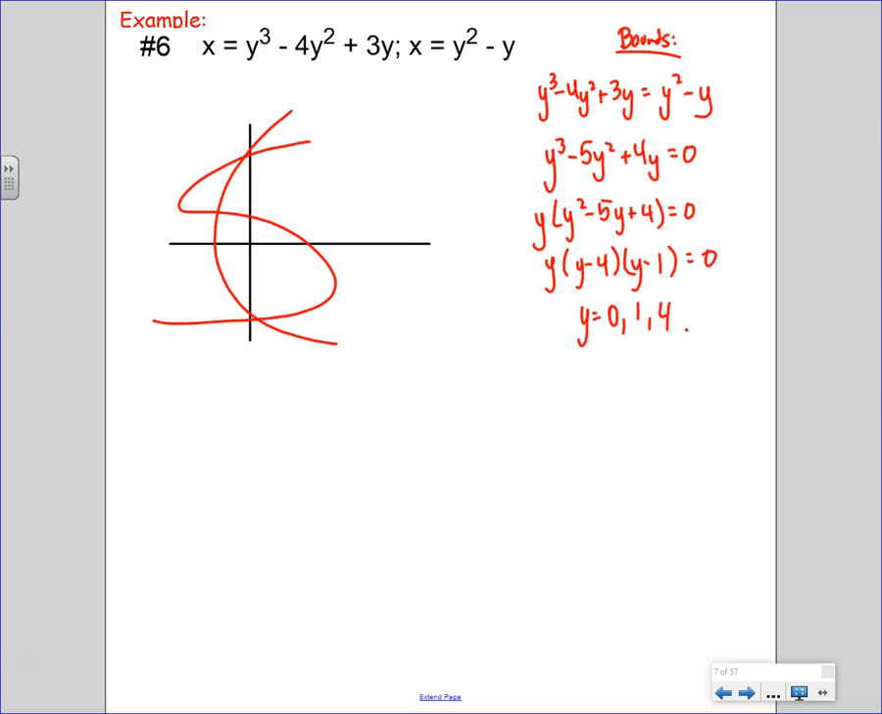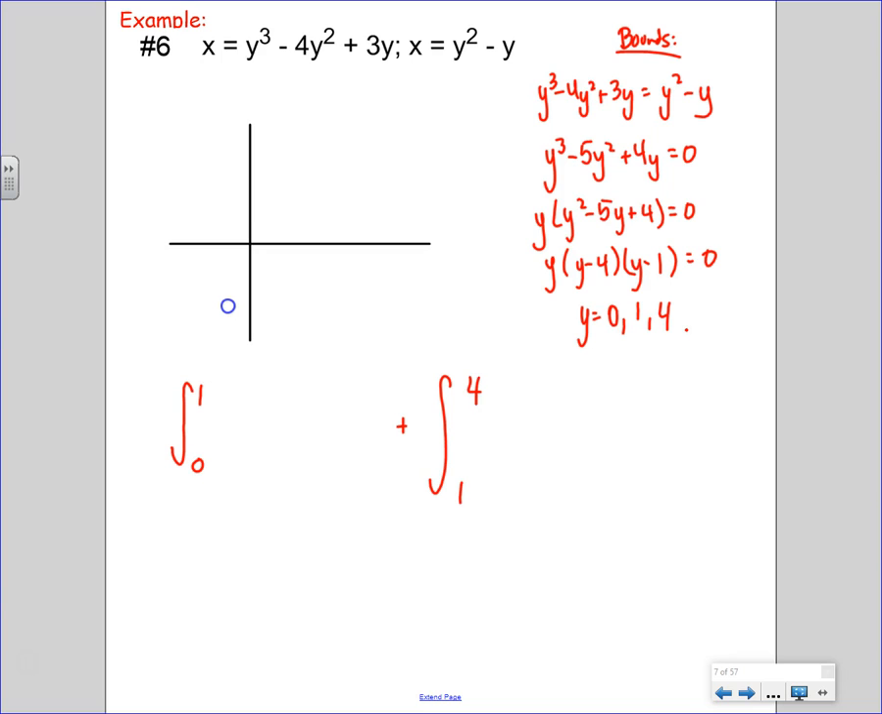Now, imagine this is the right graph. It might not be. Actually, don't even imagine. What do I need to do if I have 3 bounds? Split it. So I'm going to go from 0 to 1. There are 2 different regions that have been closed in. I made up the picture. I'm going to get rid of it for a second because that's not even necessarily right. But I know that I'm going to have to go from 0 to 1, and I'm going to have to go from 1 to 4.